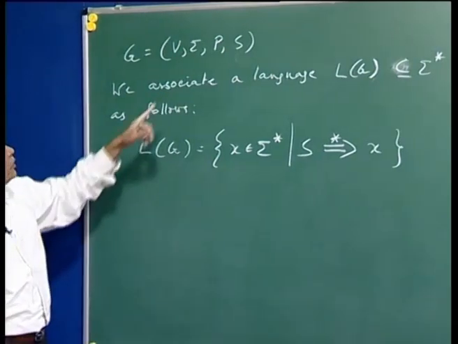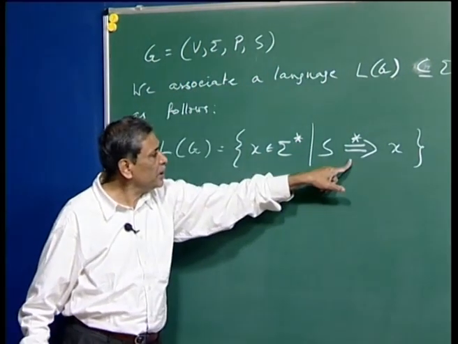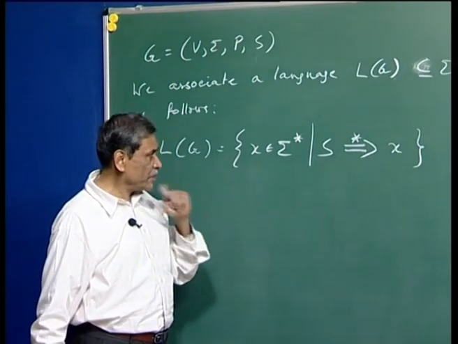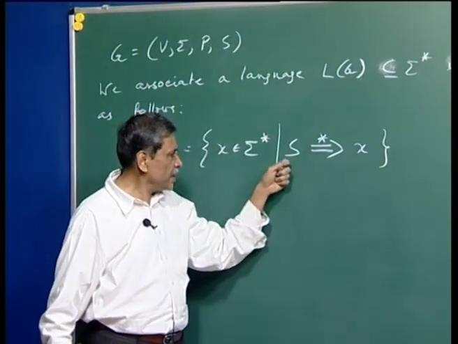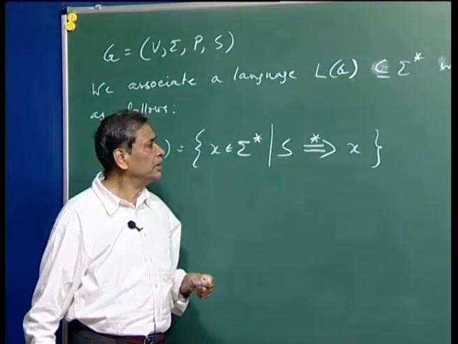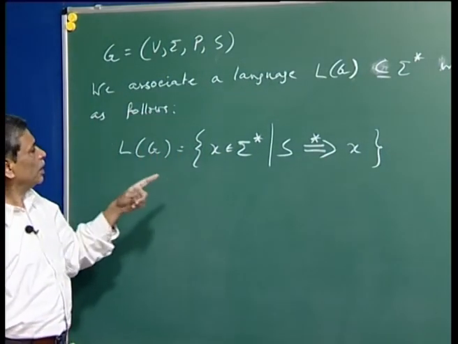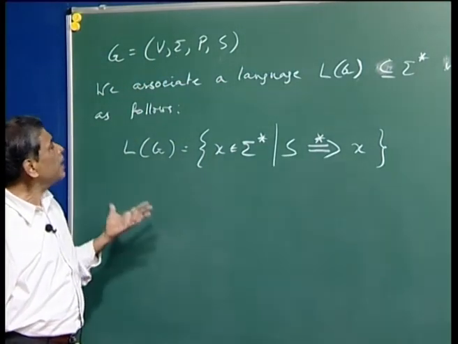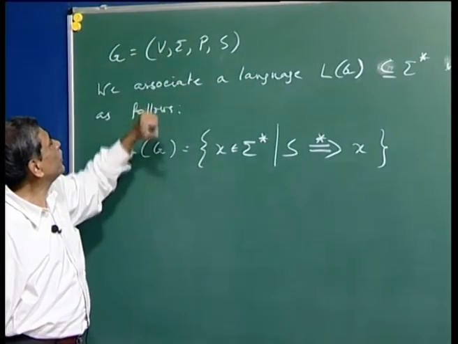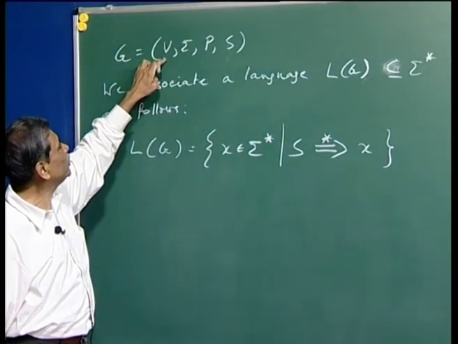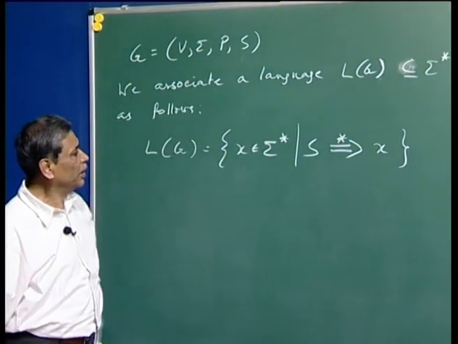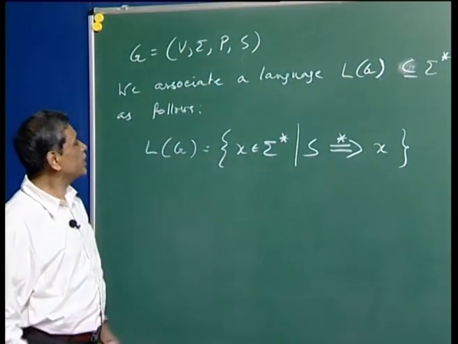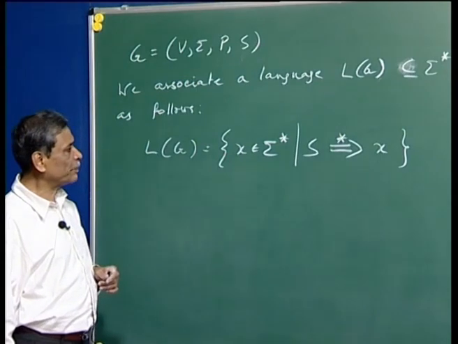Right. So, I am using P in this. When I am saying that S derives x, I am using P, I am using S of course here, and I am using sigma, and P is of course defined through V, you know, V can occur in P, and therefore all the notions there are being used. All right.